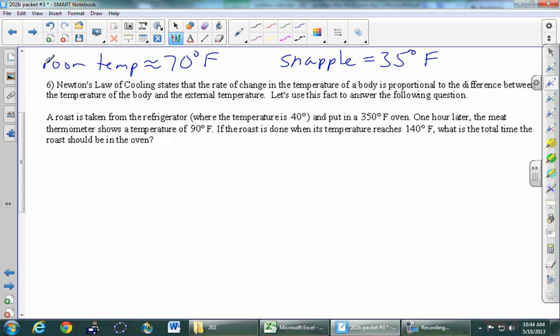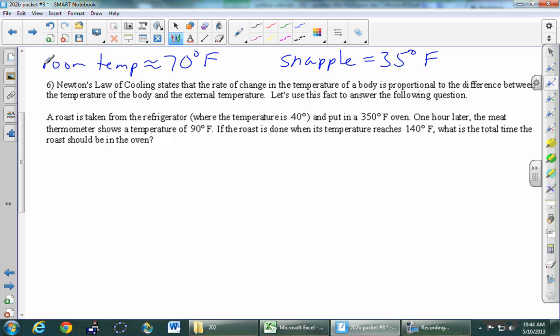If we let the Snapple just sit here and we come back on Monday, what do you think the temperature of the Snapple will be? 70. I mean, if the room stays at 70, then the Snapple is eventually going to become 70. Yeah, probably won't ever technically get there, but we expect it's going to head to 70 degrees, right?